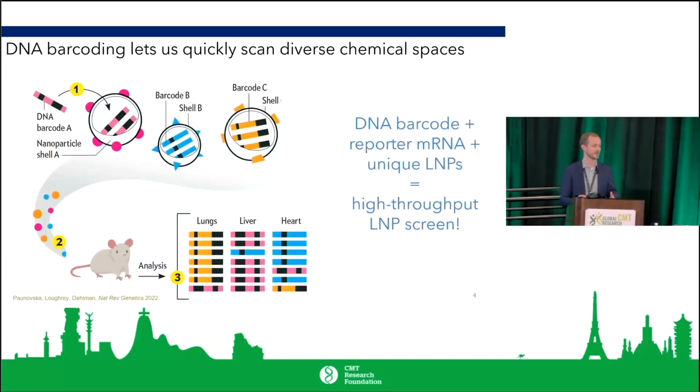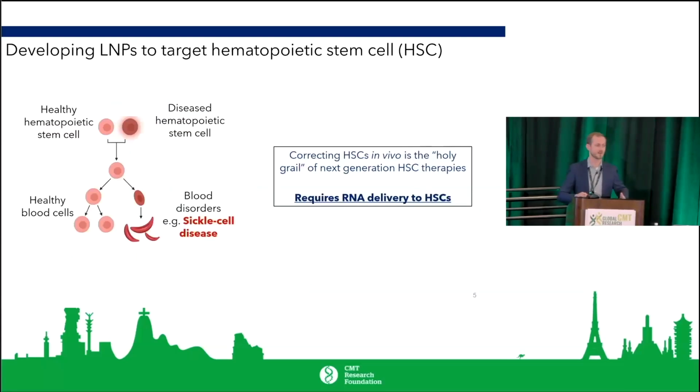There are a few systems that I'll talk about as I go through this talk. Essentially, we use these barcodes and their reporter mRNAs, all in unique LNPs, to create these high-throughput LNP screens. I am not a CMT researcher, but I am going to give you an example of how we can use our screening technologies to identify non-liver LNPs and tie that in towards the end of the talk. I'm going to talk about some of our more recent work in developing lipid nanoparticles targeting hematopoietic stem cells, or HSCs, as an example of how we use some of our more recent screening systems.